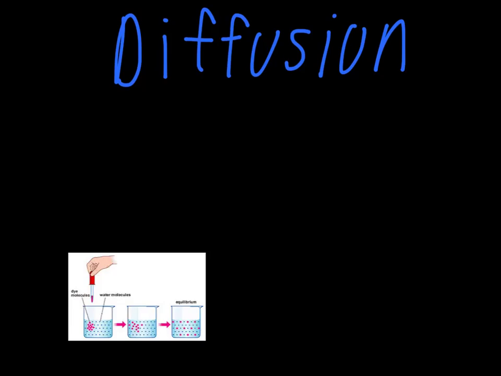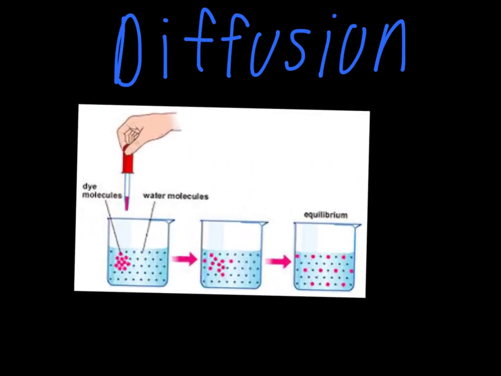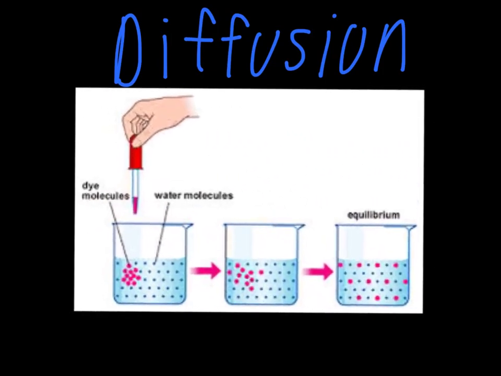This video is about the process of diffusion. To make things simple, diffusion is just the process where you have something moving from an area of high concentration to an area of low concentration.